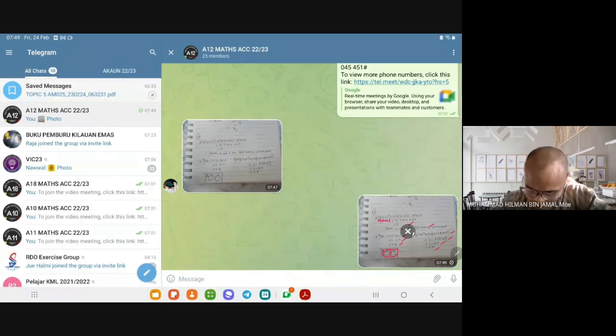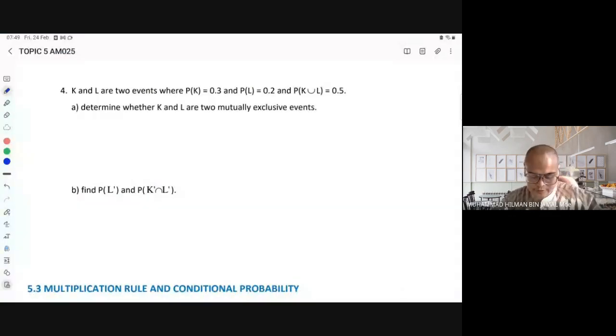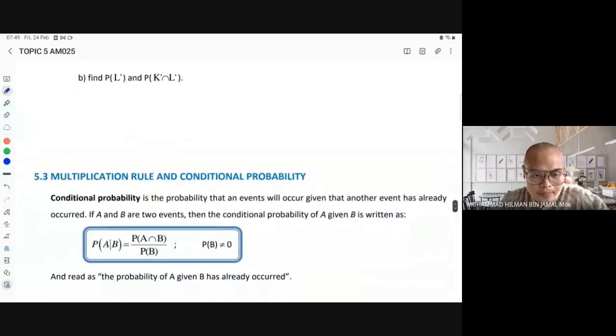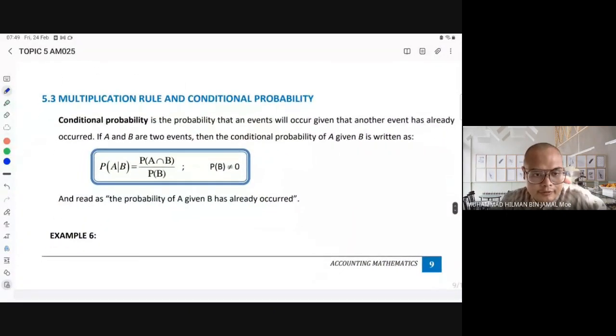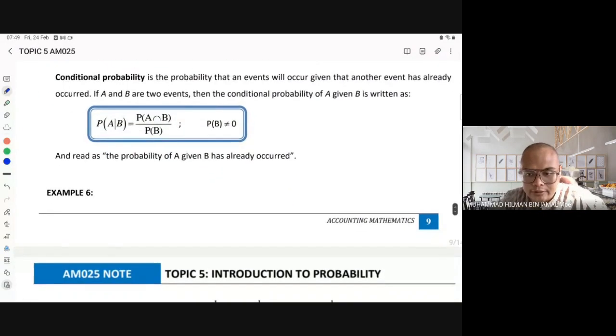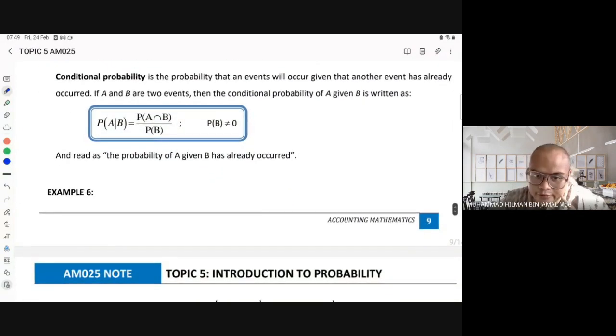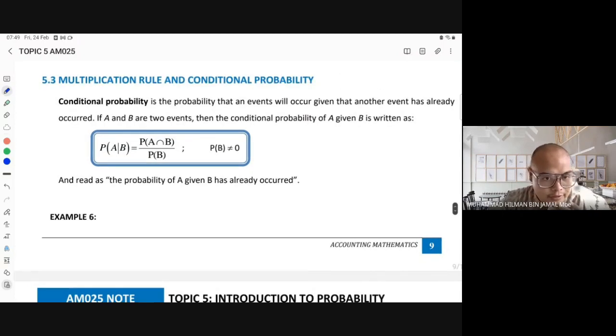Okay, so now we go back to the lecture. Okay, so for 5.3, so yang ni I think I will proceed next week in the next lecture. So for today I think that's all.